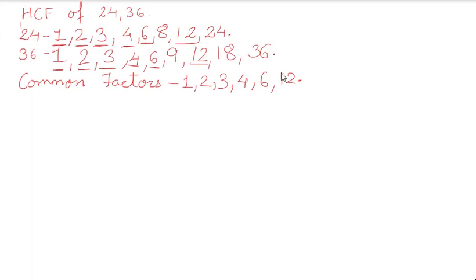Isn't it? Now, from this many factors, which is the greatest factor? Correct. The greatest factor is what? 12. Yes or no? So, HCF of 24 and 36 is 12. Got it? So, I'll write here now HCF is equal to 12 because it is the greatest one. Did you understand? So, this was the method of finding HCF which we have studied in 6th standard.